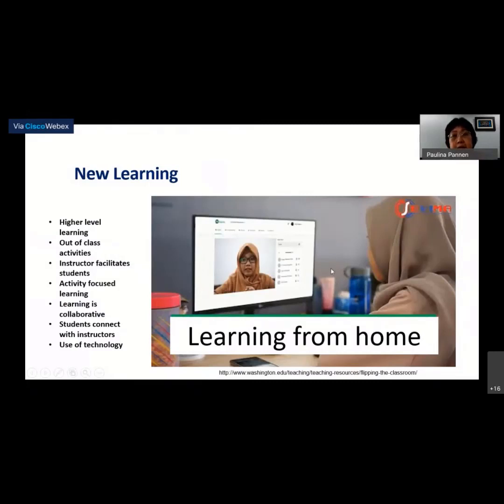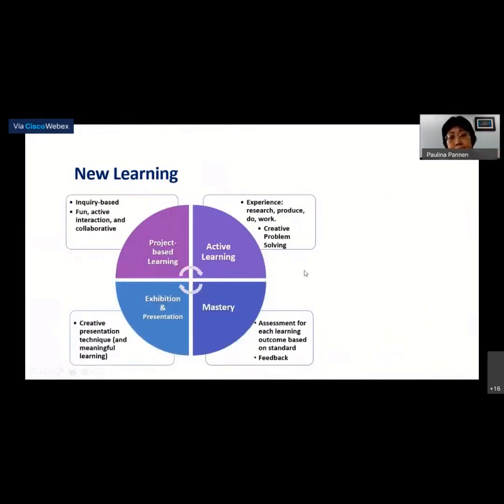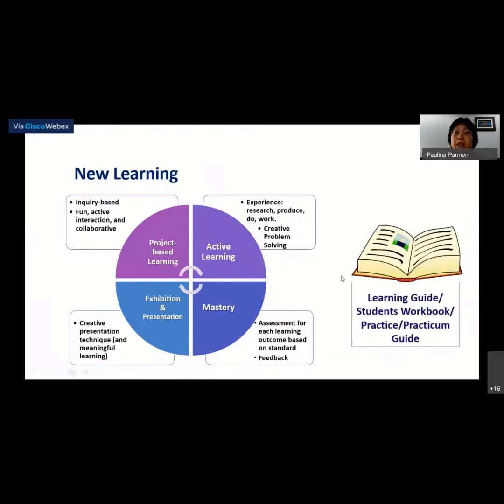That is one extreme. The other extreme is the project-based learning. Flexible flip learning is more of a teacher-driven, still teacher-driven, but the project-based learning is more student-driven. So if the teacher provides learning guide, students workbook, practice and practicum guide, and then the students can do their own project, inquiry-based, fun, active interaction and collaborative, they can do active learning. They can later on, after they do the learning and the project, exhibit and present their result. And to indicate mastery, the teacher will assess based on the peer assessment and also based on the teacher assessment. And then they will provide feedback. So the project-based learning is on the other side of the flip learning, which is teacher-driven. The project-based learning is more student-driven.